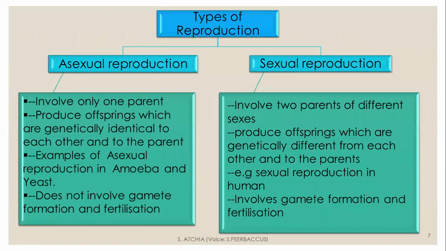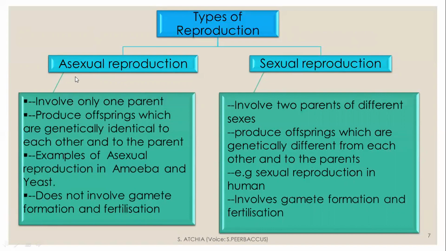Now we move on to the next slide, which summarizes the differences between asexual and sexual reproduction. Asexual reproduction involves only one parent, whereas sexual reproduction involves two parents of different sexes. Asexual reproduction produces offspring which are genetically identical to each other and to the parent, whereas sexual reproduction produces offspring which are genetically different from each other and to the parents.